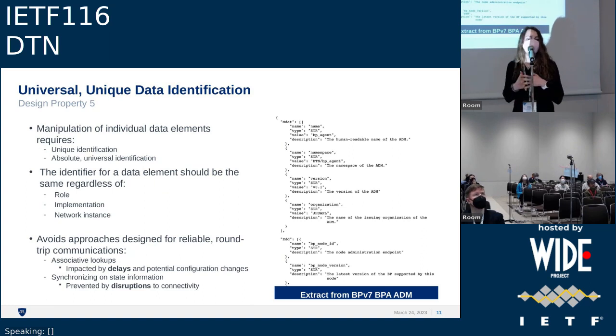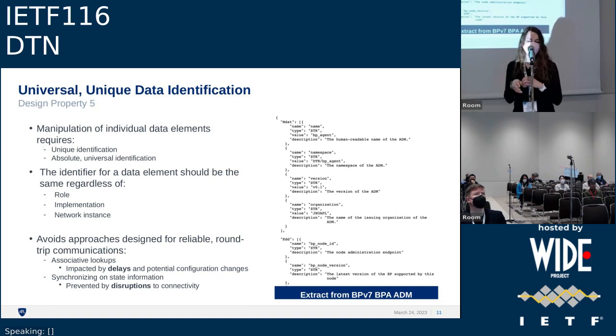We also need universal absolute data identification so that we can manipulate individual data elements. So I've added an extract from the BPv7 BPA ADM as an example of the way that we're structuring this information so that the agent and manager can perform that information exchange, agree on data definitions, and then follow the same absolute data identification so that the agreed upon information is being monitored or manipulated.